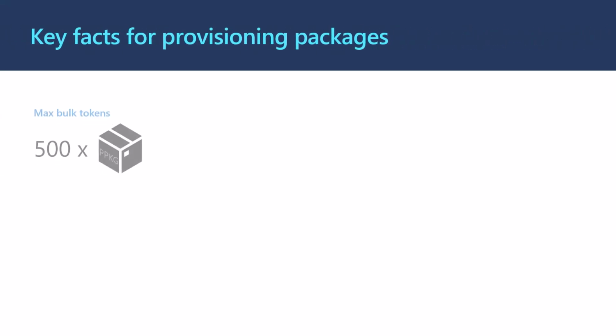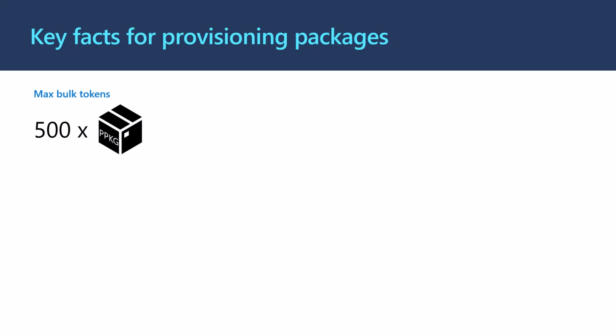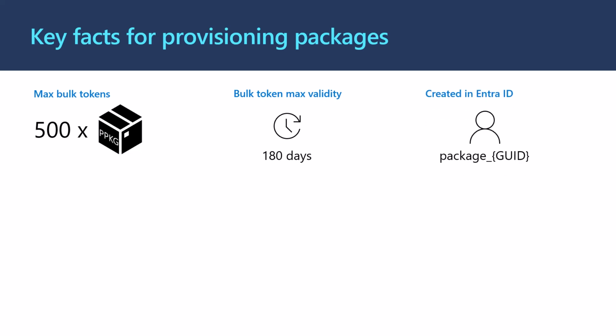Now that you've seen how it all works, let's cover some key facts about provisioning packages. Firstly, there is a maximum of 500 bulk tokens at any one time in an Entra ID tenant. Each token can be valid for up to 180 days. If you need to remove old tokens, you can find them in Entra ID with the name package_GUID and by checking the creation date. The good news is that while the token is valid, it can be used an unlimited number of times to enroll devices.